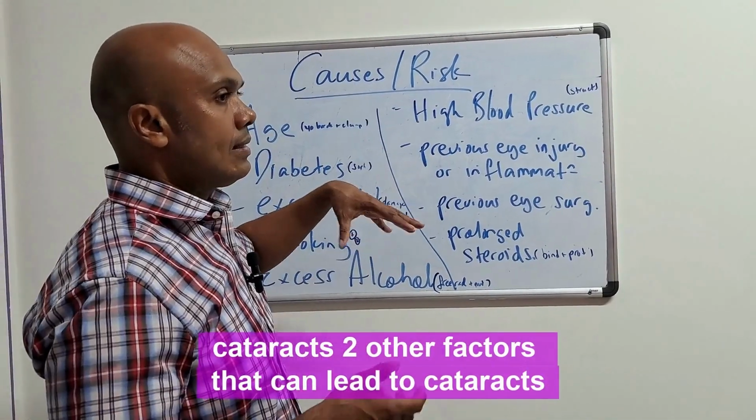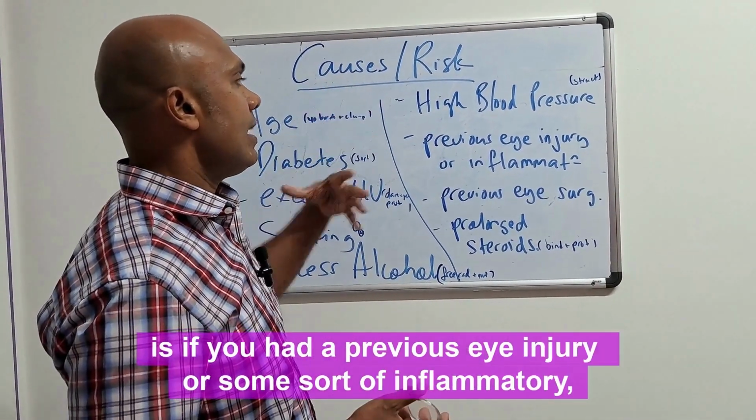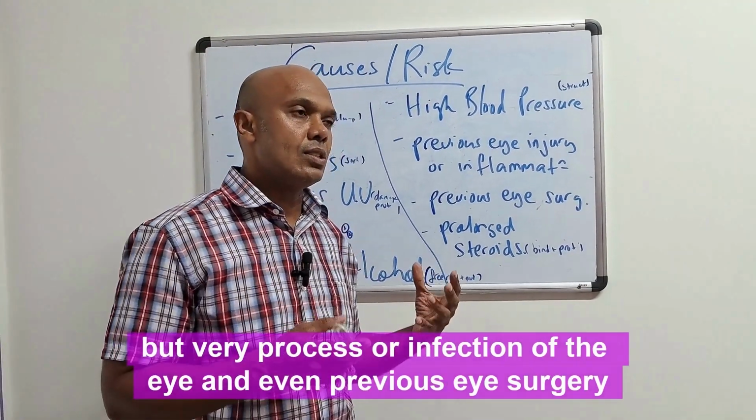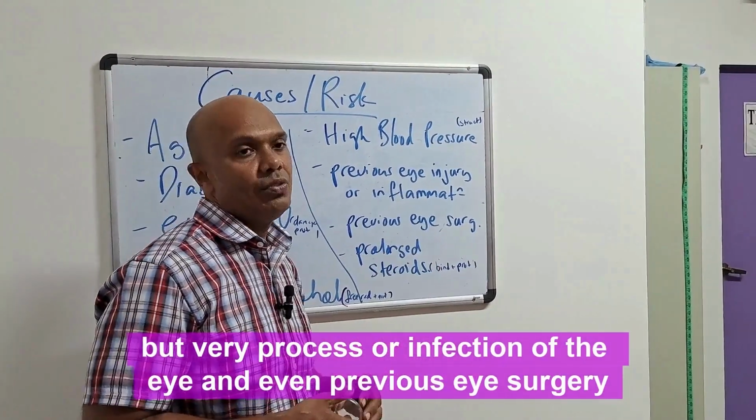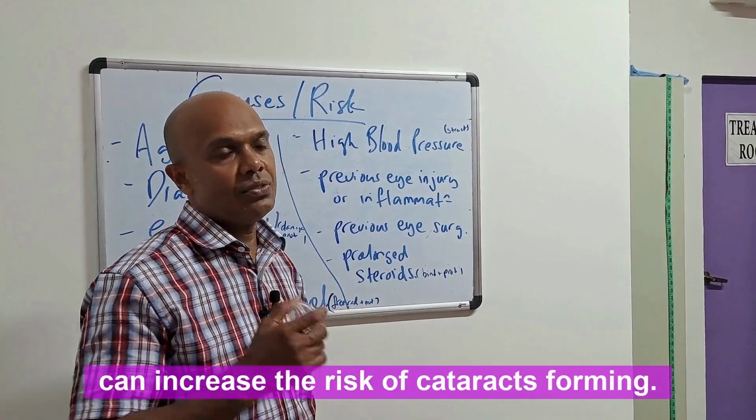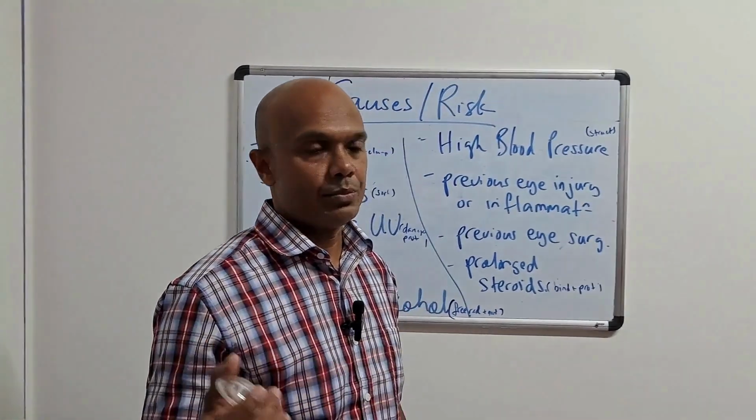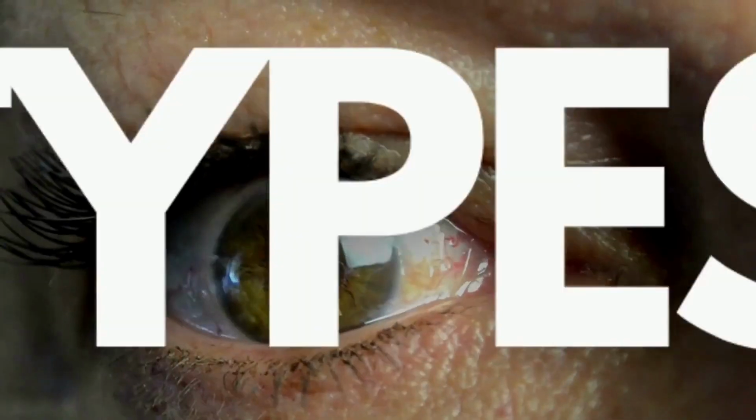The two other factors that can lead to cataracts are a previous eye injury, some sort of inflammatory process or infection of the eye, and even previous eye surgery can increase the risk of cataracts forming. Okay, so let's take note of that.